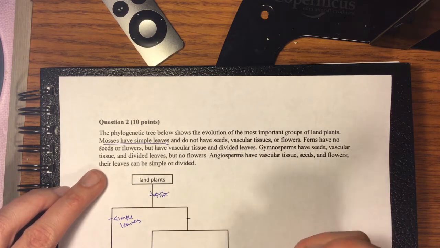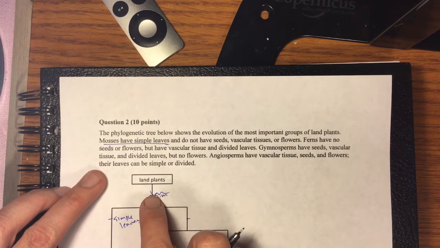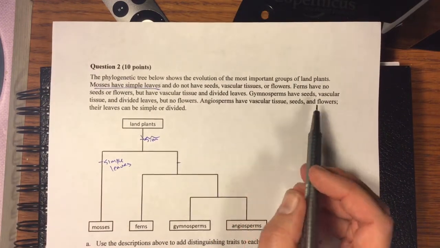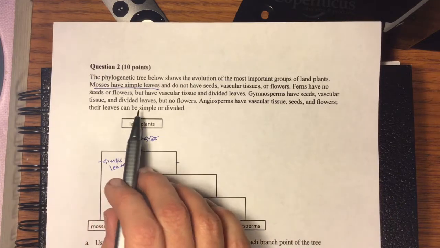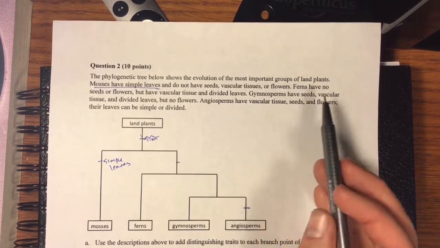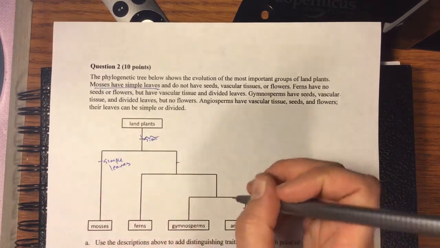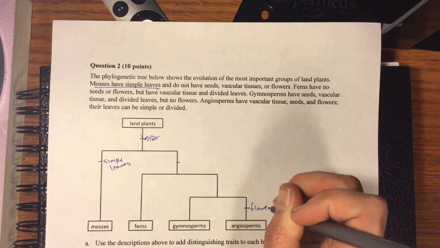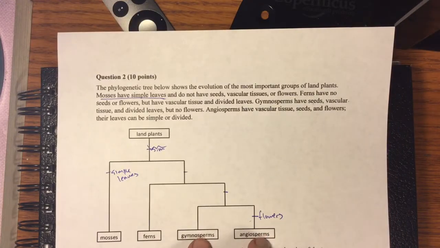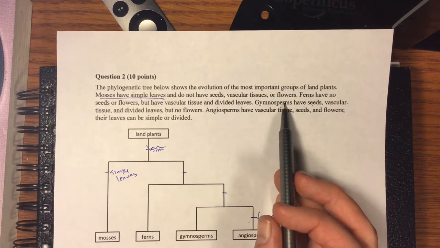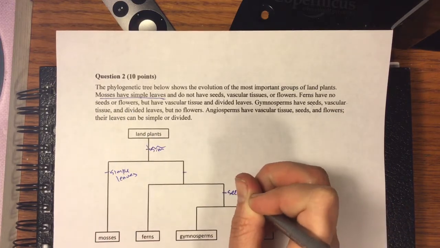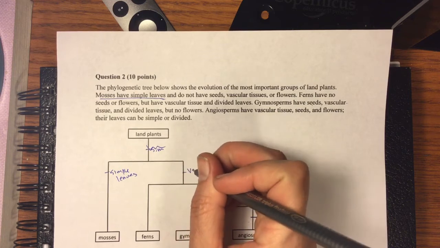Okay, so this is the thing. Remember, whatever you put above this has to apply to everything that comes below it. So if angiosperms have vascular tissue, seeds, and flowers, and their seeds can be simple or divided, they have four things, but what do they have that is different from a gymnosperm? Gymnosperms have seeds, vascular tissue, and no flowers, so flowers must have happened here, because gymnosperms don't have flowers. But how do we distinguish these two from the other two? Gymnosperms have seeds, ferns have no seeds, okay, so seeds must have happened here. And then vascular tissue happened here.